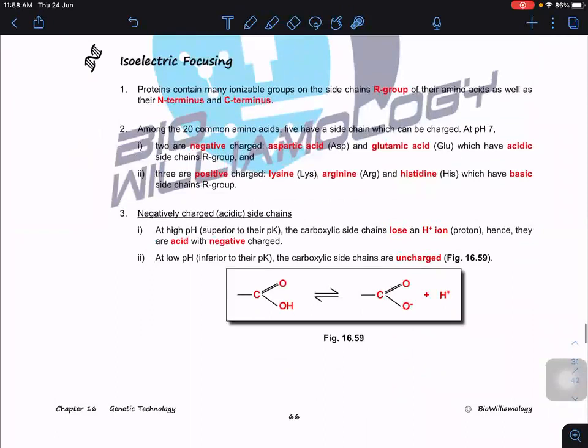Okay, so tomorrow again we'll continue with isoelectric focusing. And then we're going to move on to another part called microarray, and I want to complete the bioinformatics also tomorrow.